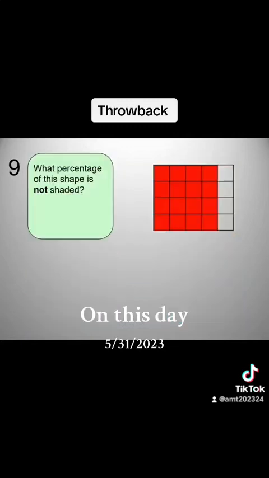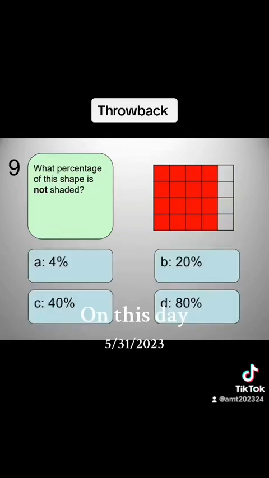Question number 9. What percentage of this shape is not shaded? Is it A, 4%, B, 20%, C, 40%, D, 80%? So again, not shaded, but 1, 2, 3, 4 is actually 4/20. If I multiply top and bottom by 5 to change it into hundredths, 4 times 5 is 20, so I get 20 hundredths. Now a percentage means out of 100, so per 100, so that'll be 20%.